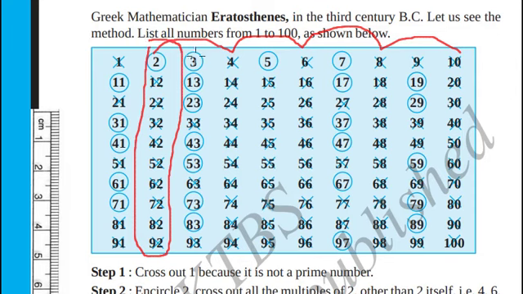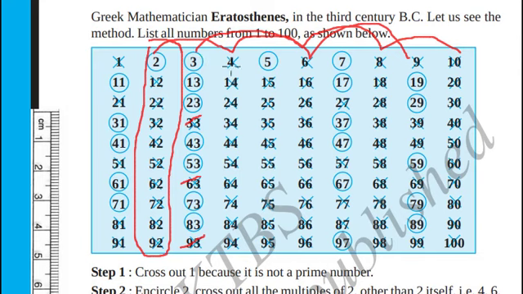Now let us move on to 3. We will encircle 3. We will discard the multiples of 3. The multiples of 3 are 6, 9 and so on. We can rule out some of the numbers in column 3. 33 is a multiple of 3, 63 is a multiple of 3, and 93 is a multiple of 3. Rest all numbers are not a multiple of 3. So these are the prime numbers in this column.